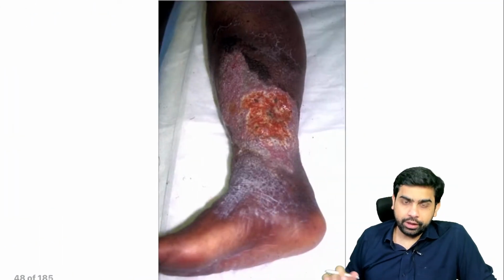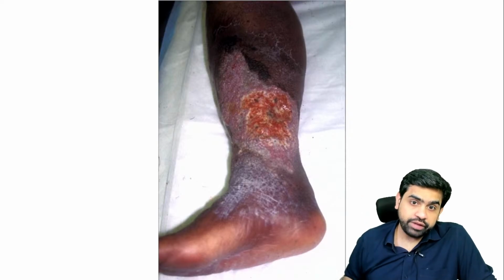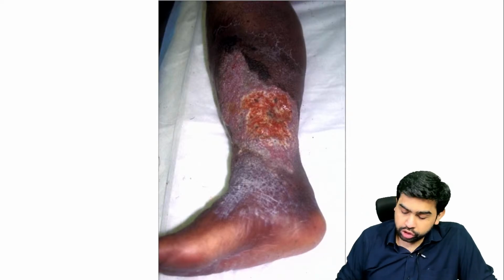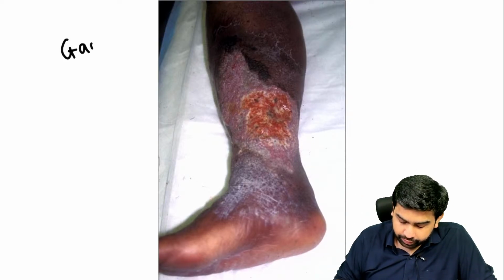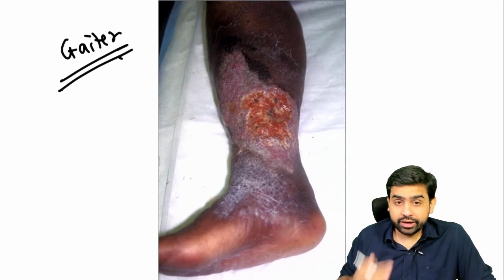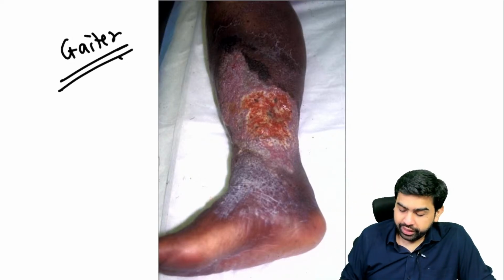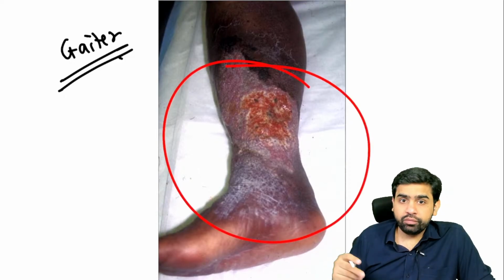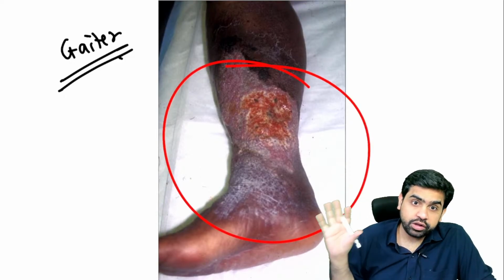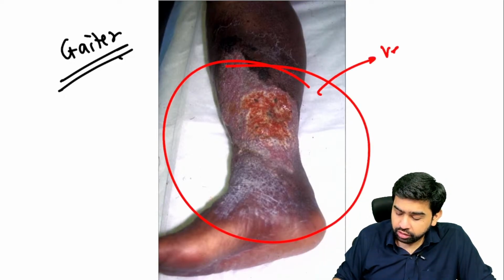Now, what is this? Very, very important. This is the characteristic venous ulcer, which occurs in the gaiter area. What is this gaiter area? The gaiter area is the lower 1/3 of the medial side of the leg. This is the gaiter area, and here you have a venous ulcer.